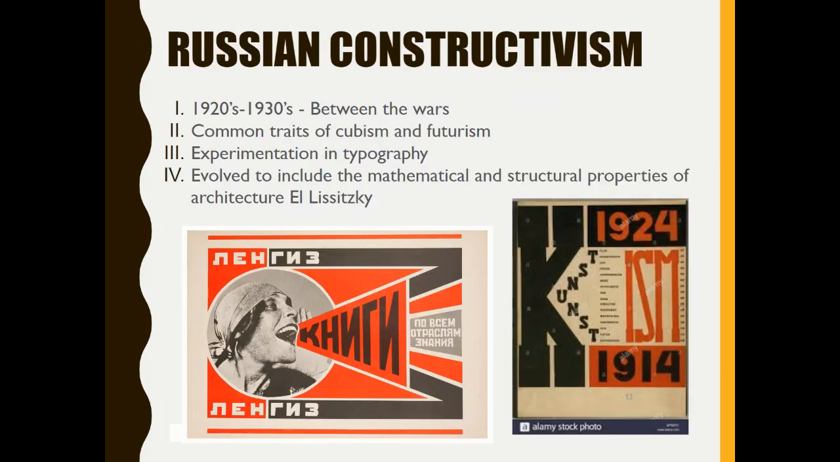And then you have, I think, one of my favorite unique art movements, Russian constructivism. This is between the 1920s and 30s as well. It's in between the wars, but it has common traits of cubism and futurism. So you've got these Russian artists taking these two styles that are out there and combining them together, which is really interesting. And they experimented with typography. Like, how could type be manipulated and used, maybe broken up a little bit, and type itself be made into shapes and still communicate the idea? So really cool concepts. It included the mathematical and structural properties of architect Lissitzky.